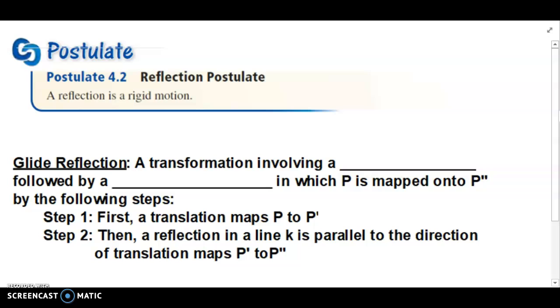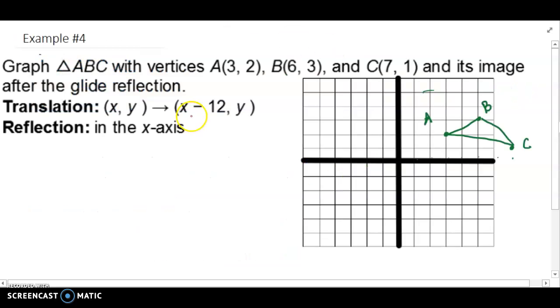All right, so we do have a vocab word in here, and it's a glide reflection. So a glide reflection is just a transformation that involves a translation followed by a reflection. So it's a composition, okay? And this tells us that all reflections are rigid motion, so they don't change the size or shape or whatever. All right, so here's an example of a glide reflection.